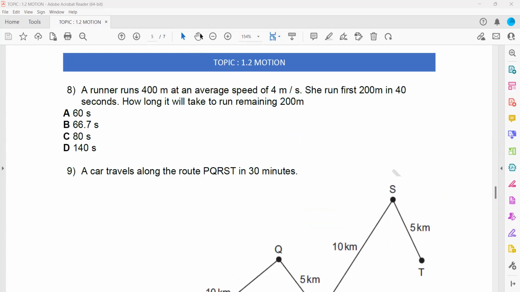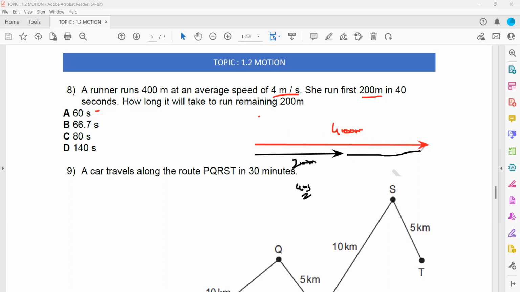Another question about average speed: a runner runs 400 meters with an average speed of 4. She runs 200 meters in 40 seconds. How long will she take to run the remaining 200? So the runner runs 400 meters, which is the total distance, and the first 200 meters she completed in 40 seconds. We want to find how much time she will take to complete the remaining 200 meters.